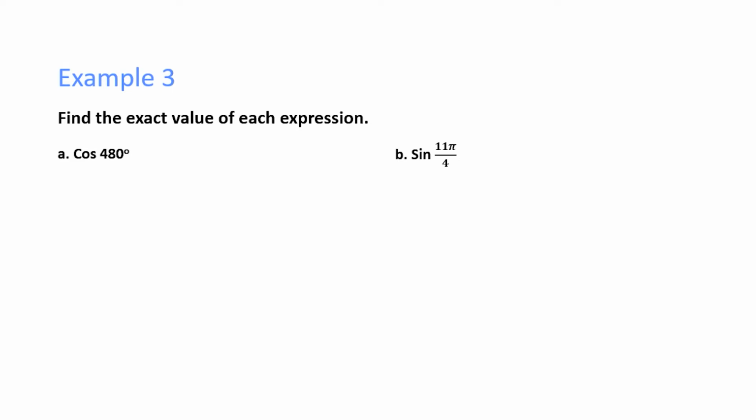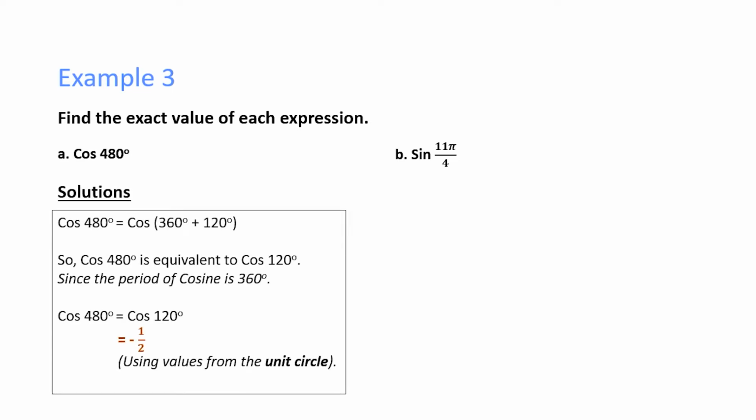Let's look at some examples of angles using cos and sine functions and using exact values to express those angles. First one we will look at is cos 480 degrees. So 480 degrees is more than one rotation of a circle. So cos 360 degrees plus 120 degrees equals 480. Cos 480 degrees is equivalent to 120 degrees, since the period of cosine is 360. We have cos of 480 degrees then is the same as cos 120 degrees.